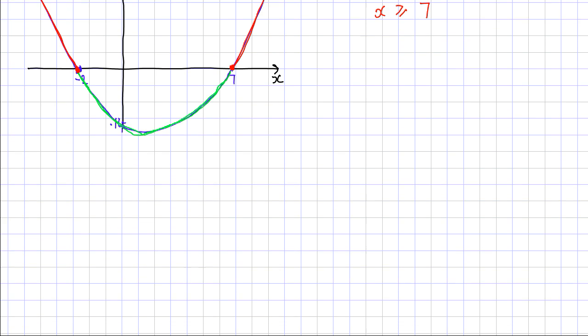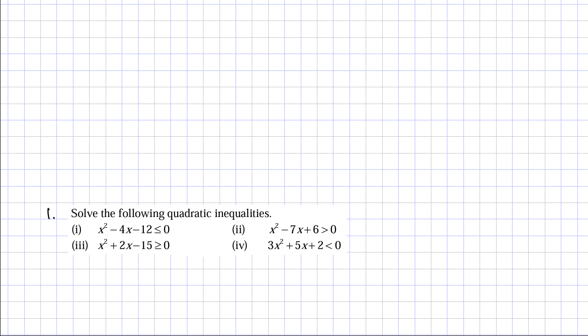Now, here are some questions for you to try. So, solve these quadratic inequalities. Okay, you need to use the method that I've used in the examples and bring that to the lesson.